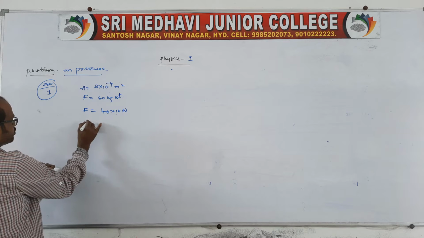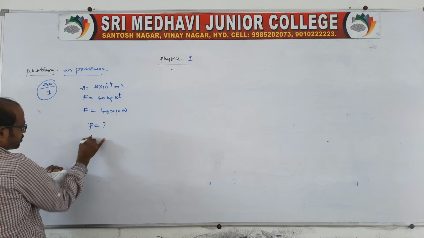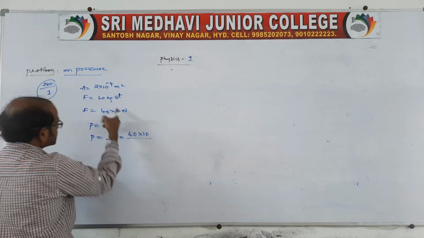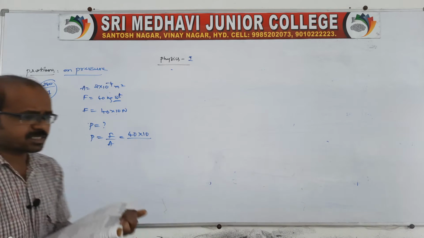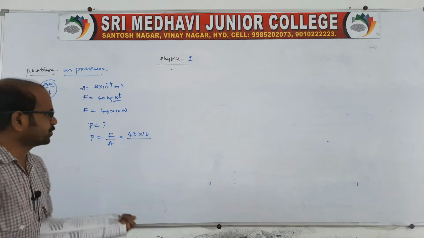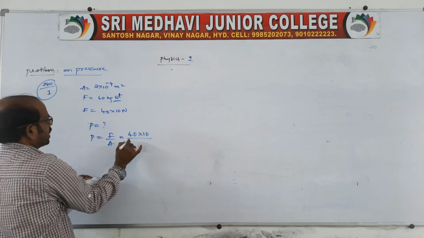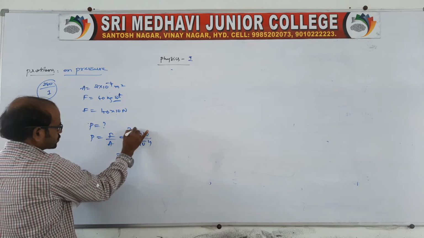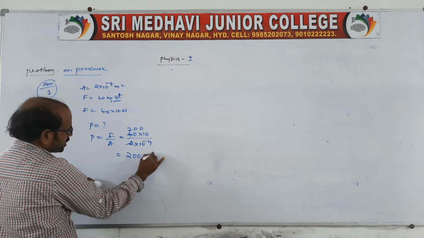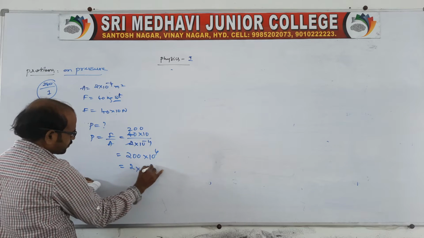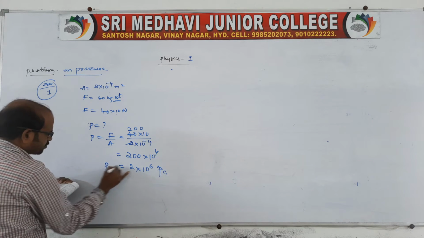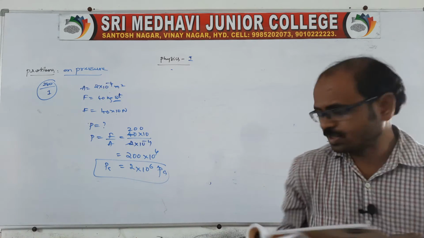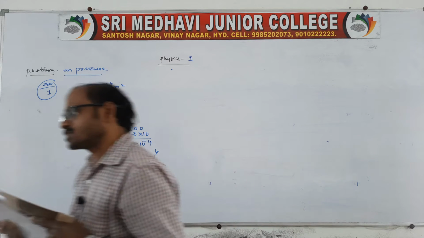It is asking for the average pressure. Pressure is equal to force by area. Force is 40 into 10, because it is given in kg weight, so we need to convert it into newtons by multiplying with 10, divided by 2 into 10 power minus 4. So it becomes 200 into 10 power 4, and the pressure is in pascals. So it is 2 into 10 power 5 pascals.